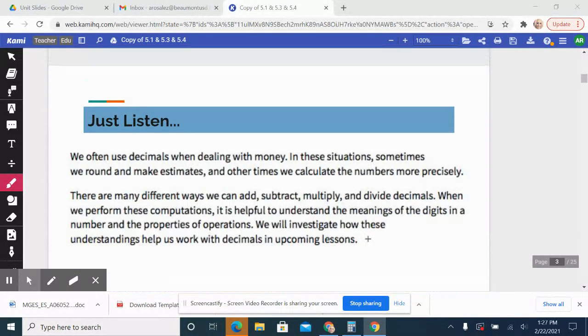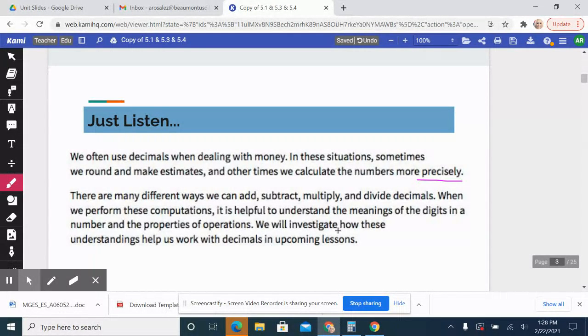Okay, so for this, you're just listening. We often use decimals when dealing with money. In these situations, sometimes we round and make estimates, and other times we calculate the numbers more precisely. Today is going to be more precisely. That's how we'll be doing it. There are many different ways we can add, subtract, multiply, and divide. When we perform these computations, it's helpful to understand the meanings of the digits in the number and the properties of operations. And we're going to investigate all of these. That's going to be the focus the next month.